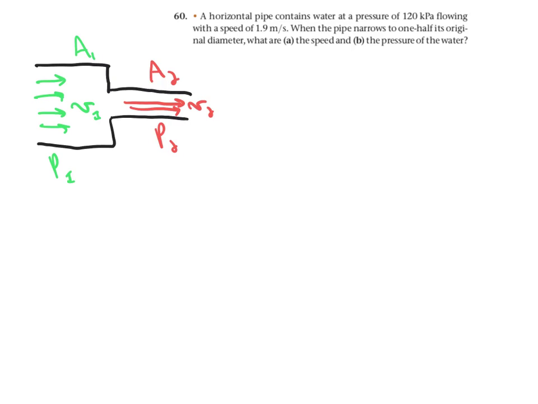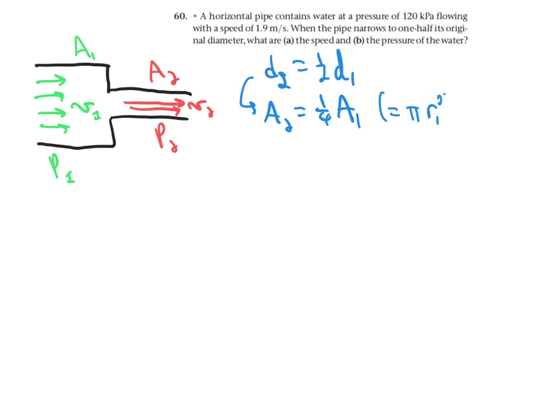Our first thing to recognize is that if the diameter becomes 1/2 the original diameter, then that implies that the area is 1/4 the original area, because the area is proportional to something like pi r1 squared, and r1 and d1 are moving the same way. All right, and then we have our equation of continuity, and the equation of continuity tells us that the density times the velocity times the area is constant.